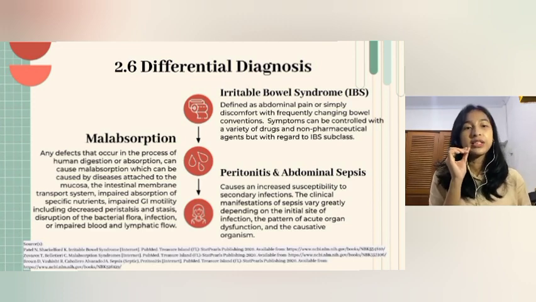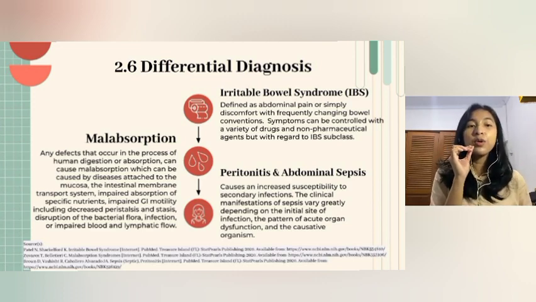Fourth, malabsorption. Any defect that occurs in the process of human digestion or absorption can cause malabsorption, which can be caused by disease attached to the mucosa, the intestinal membrane transport system, impaired absorption of specific nutrients, impaired GI motility including decreased peristalsis and stasis, disruptions of the bacterial flora, infections, or impaired blood and lymphatic flow.